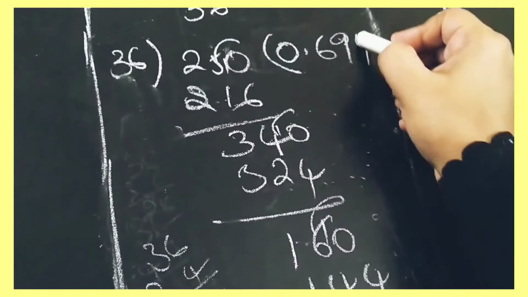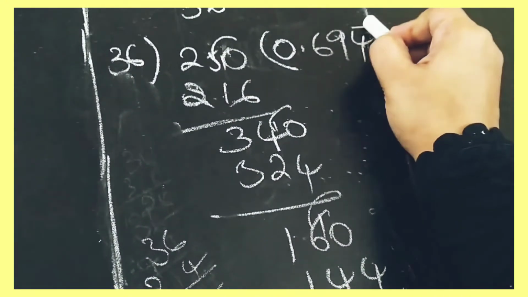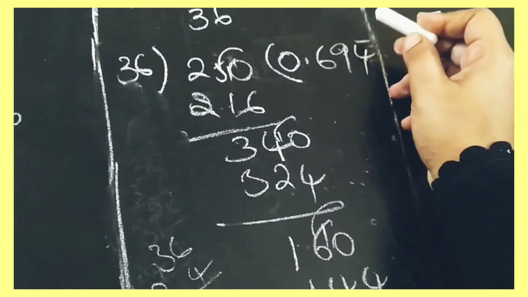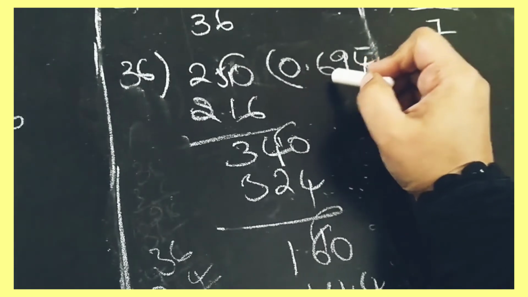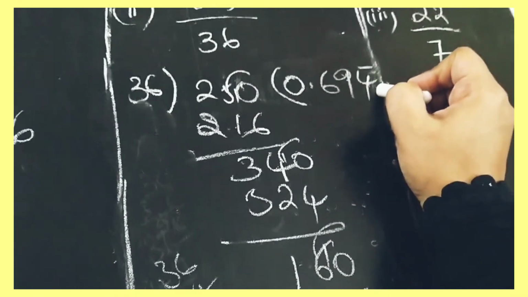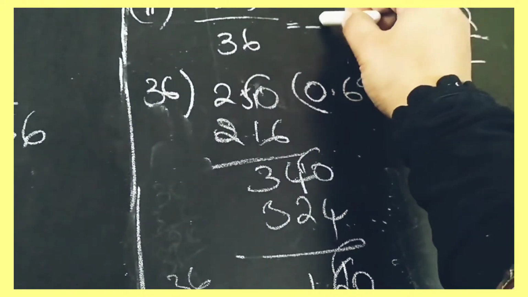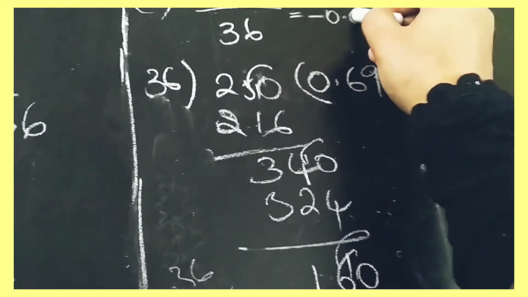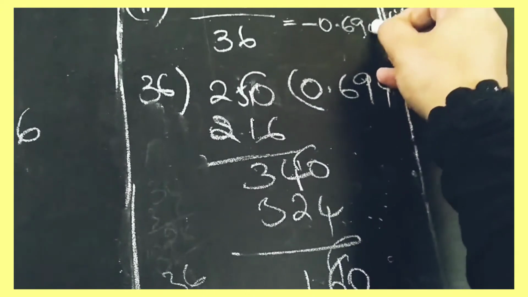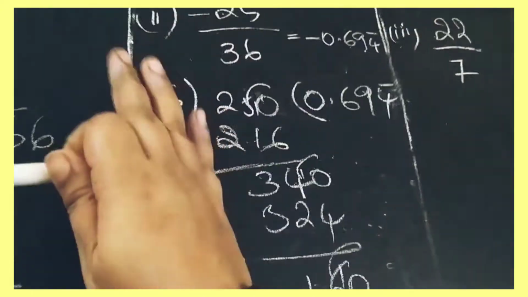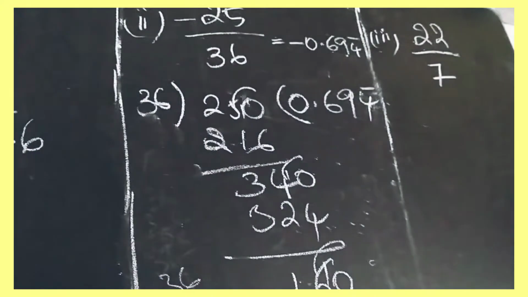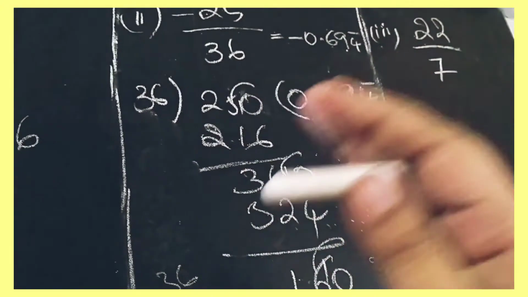So this we have to write here 4 bar. It is 0.694 bar. So here minus is there now, so you have to write minus 0.694 bar. So don't get confused if minus is given. Do the division and write the answer in minus.